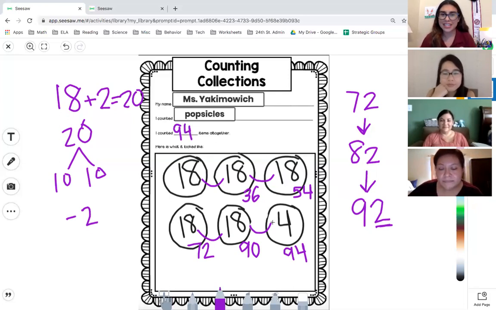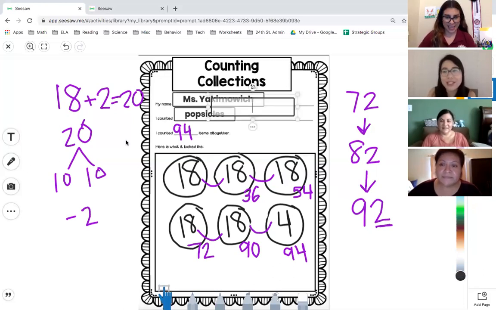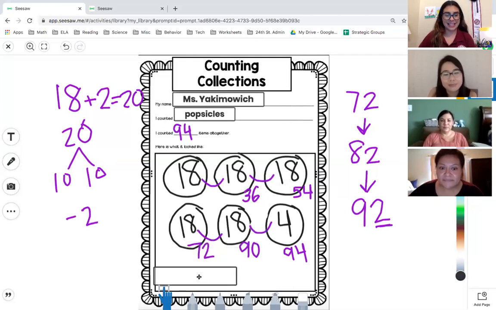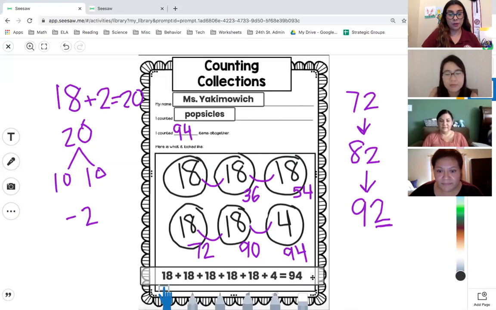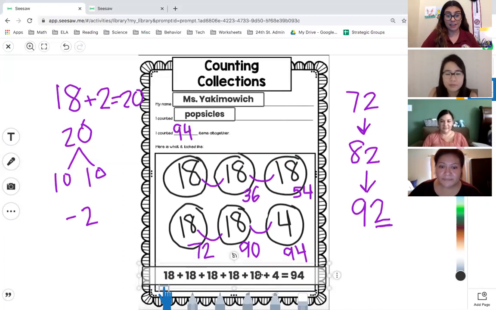All right, so what do I need to do as my last and final step, Miss T? You need an equation to tell us what you added all together. Thank you, yes. So what would my equation look like? It would be 18 plus 18 plus 18 plus 18 plus 18 plus 4 equals 94. And we want to make sure that we have the number of 18s correct, right? We have 1, 2, 3, 4, 5 18s here. 1, 2, 3, 4, 5 plus our 4 equals 94.